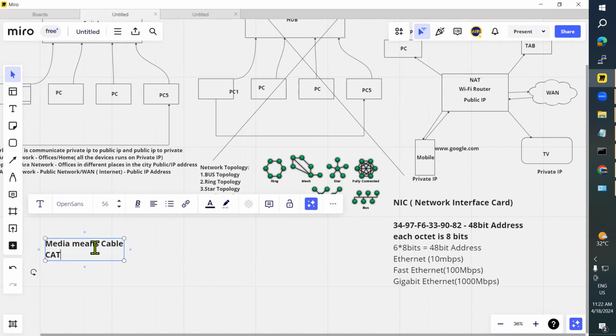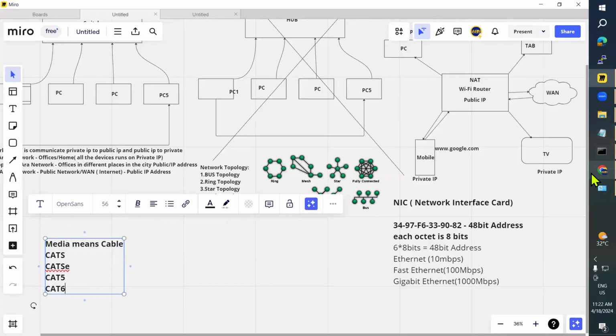Cat 5, Cat 5e, Cat 6. Okay, these are the types of cables.